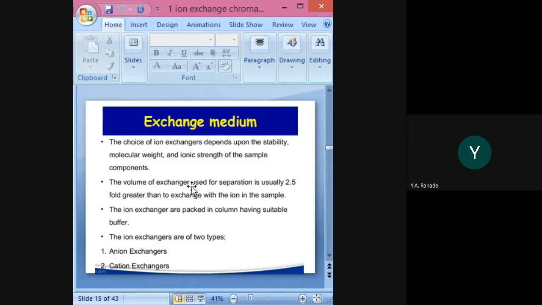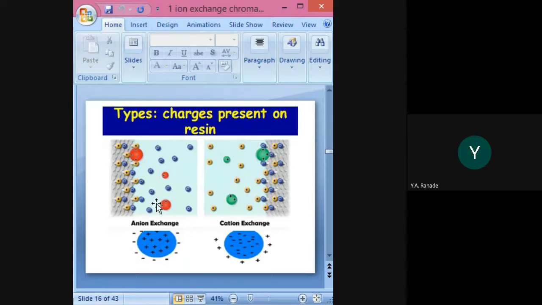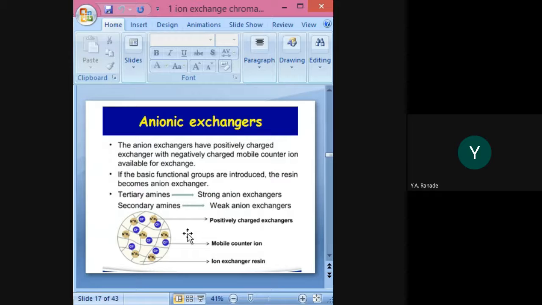Then the exchange medium, depending upon the charged functional group attached, is divided into two types, that is anionic and cationic. This is seen as an anion exchanger, a positively charged thing attached to the negatively charged material, and the cationic exchanger is nothing but vice versa. So this will give you the complete scenario. This is the ion exchanger resin. It is a stable matrix you can consider. If you want to make it an anionic exchanger, then you have to add tertiary amines, or if you want to make it a weak anionic exchanger, you have to add secondary amines.